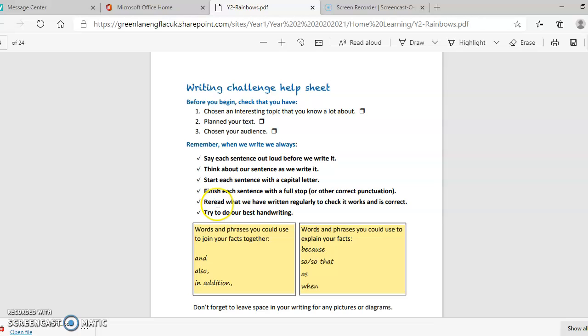Keep reading these bits. It's so important that we're making sure our sentences make sense and that we're practicing our handwriting as well. And we could explain our facts by using these words: because, so, as, when. And when we're joining our facts together, we could put the word and, also, and in addition. Oh, in addition, we haven't used that one. We've used and also in our work, but we've never used in addition. Maybe you could challenge yourself to write that as well, couldn't you?